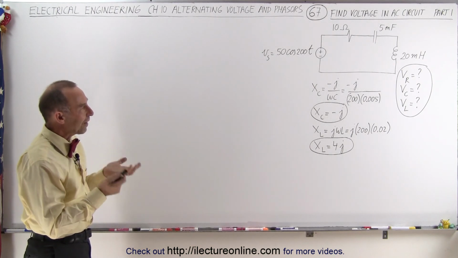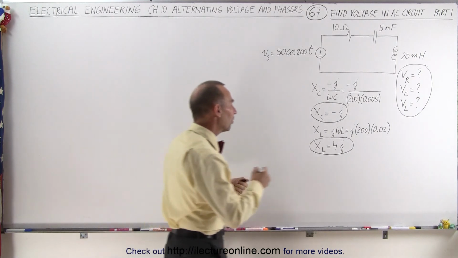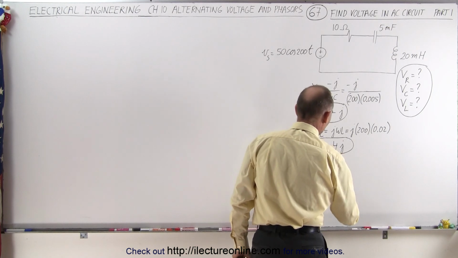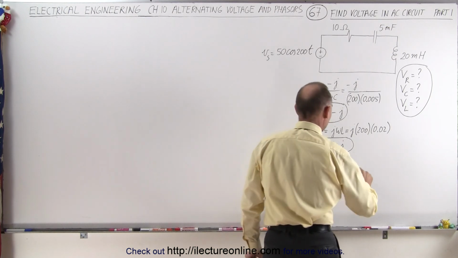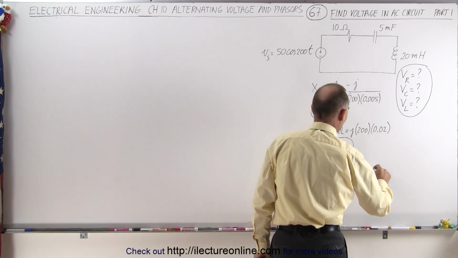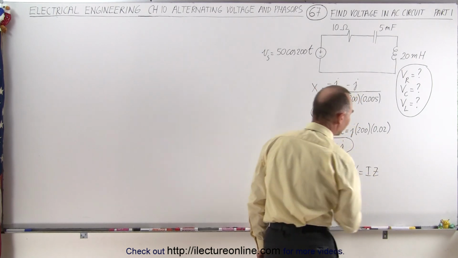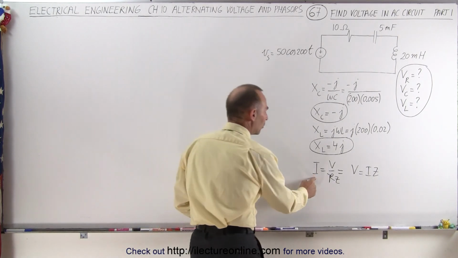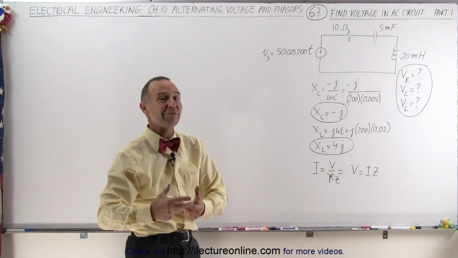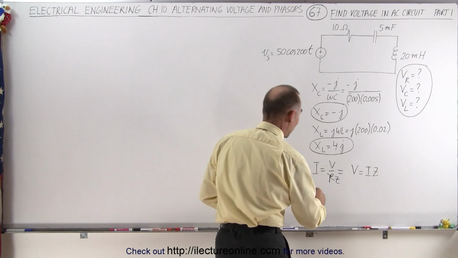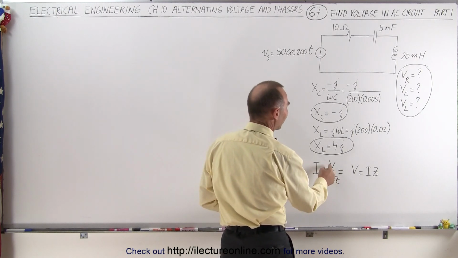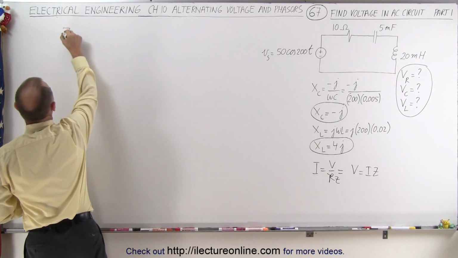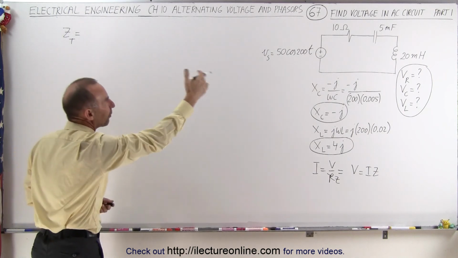Now, in order to find the voltages, we know that using Ohm's law, I is equal to V over R. In this case, of course, we're going to use Z instead of R, which means that the voltage across each device is going to be the current in the circuit times the impedance of that device. So we need to find the current in the circuit, and to find the current, we need to find the total impedance, because just the same way, to find the current in the circuit, we need the voltage of the source and the impedance of the whole circuit.